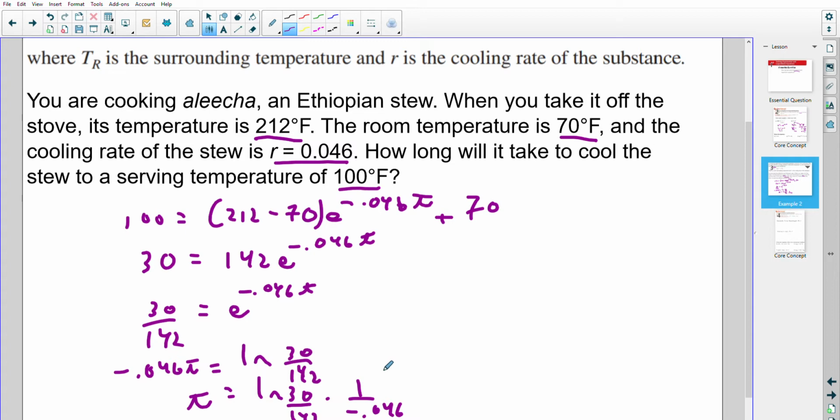And that should give me the amount of time in minutes, which means the time is approximately 33.79 or 80 minutes. It was 33.796, rounded up 33.8 minutes to reach the specific temperature.